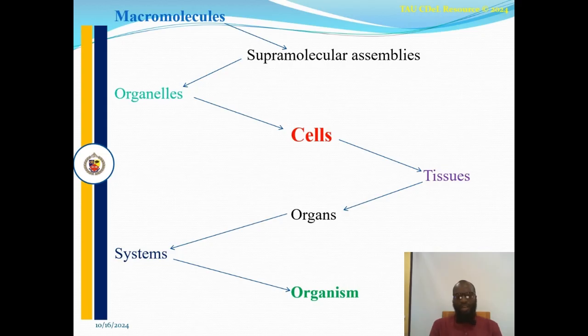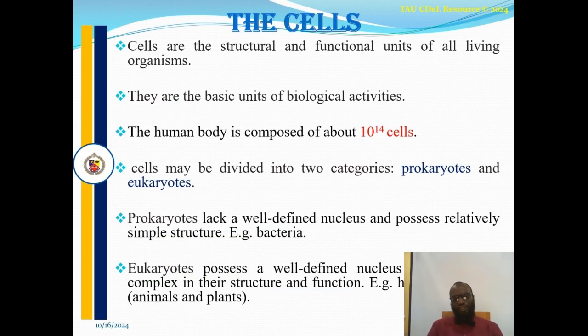Then when cells amalgamate, when cells come together, they form what? Tissues. Tissues coming together form organs. Organs coming together form systems, and systems put together form the whole organism. So you can see that cells are central to all of these we've mentioned. So the cells are the structural and functional units of all living organisms. The reactions that take place in the body usually take place in the cells. So the cells are very, very important. They are considered the basic units of biological activities, and the body is composed of many, many cells.